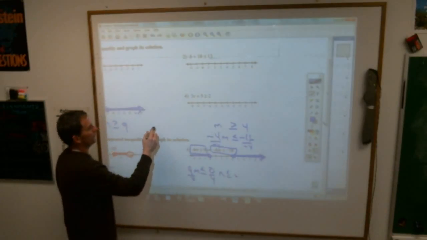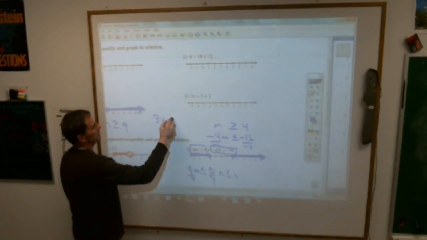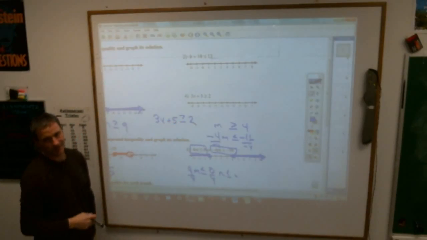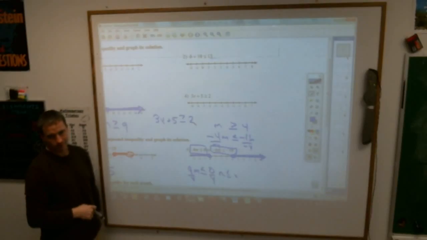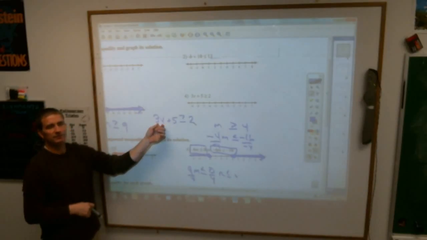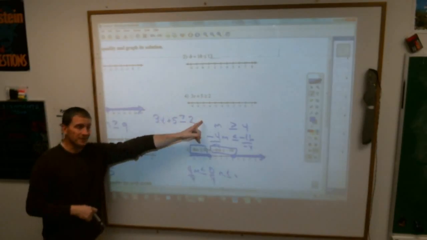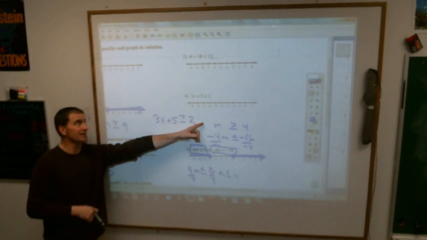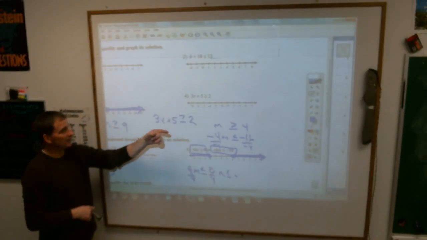First of all, Madison, 3b plus 5 is greater than or equal to 2. Is my sign going to change or is it going to stay greater than? Is the letter negative or positive? It's going to stay. That's the key. You look at that right away. If the letter is negative, or if it was on the wrong side of the inequality, the sign's going to change. But I don't think you're given any of those, so you can say, okay, it's going to stay.